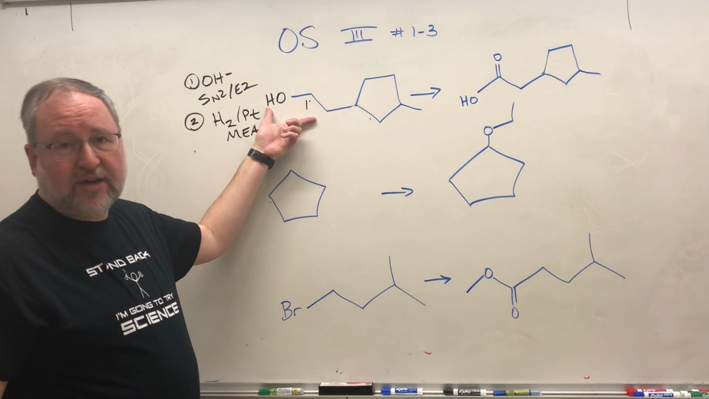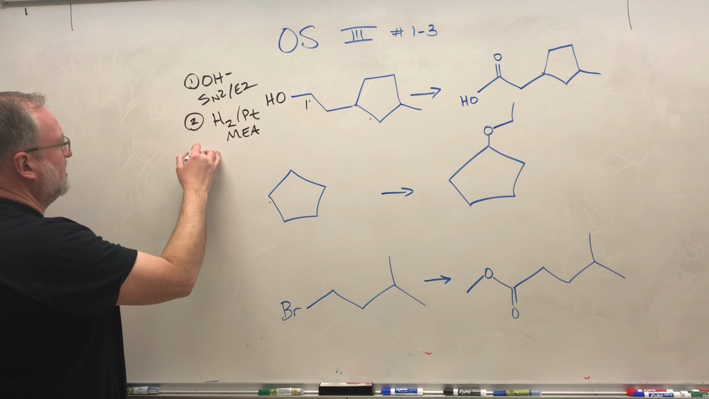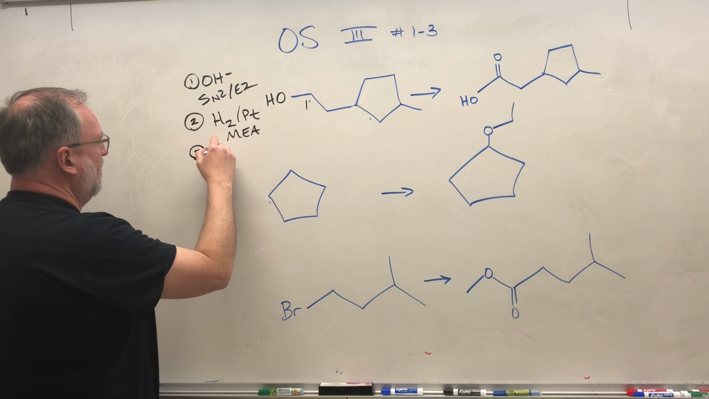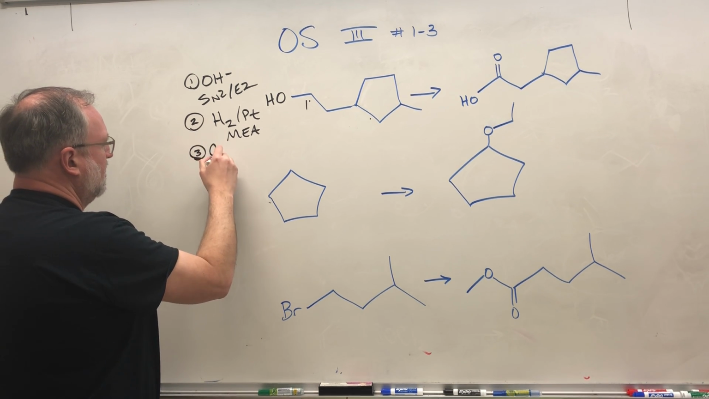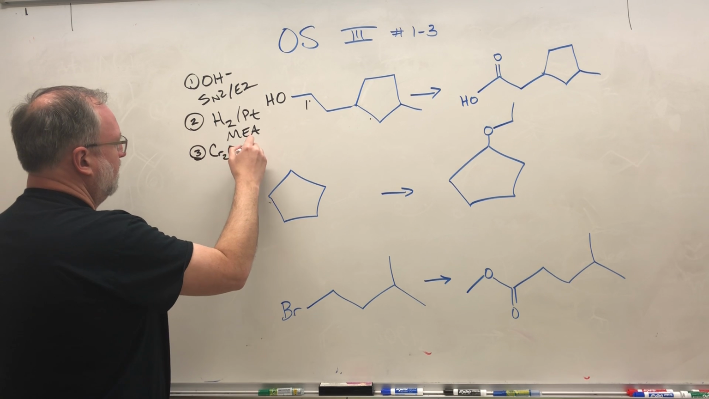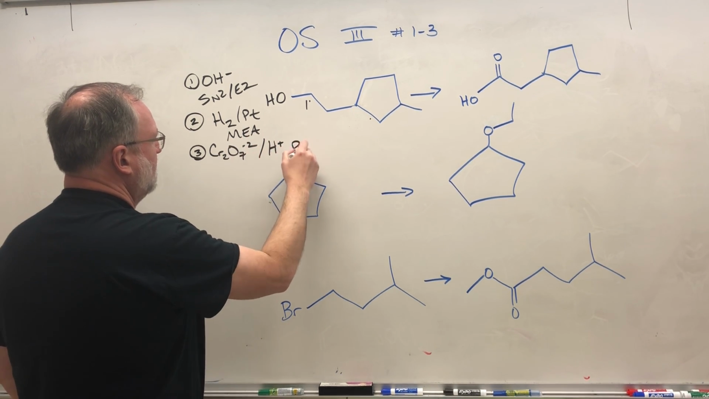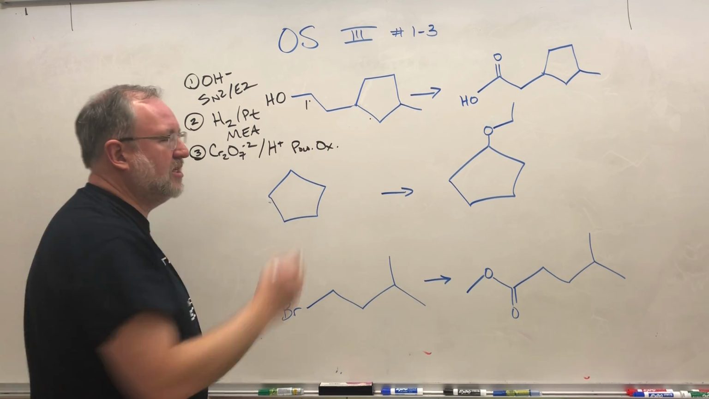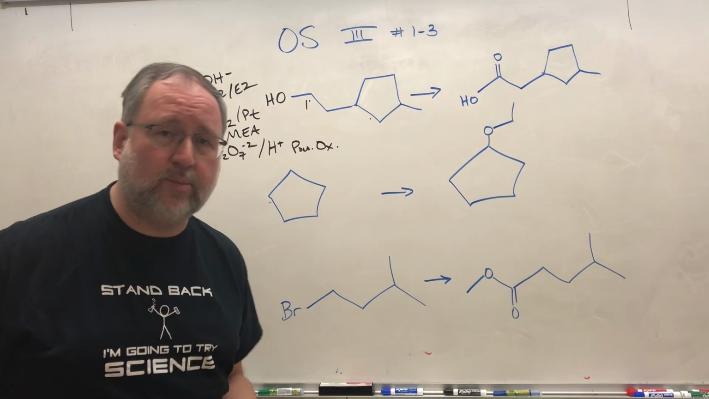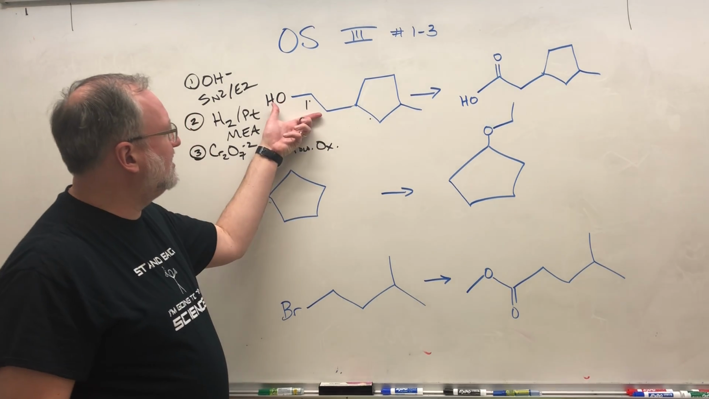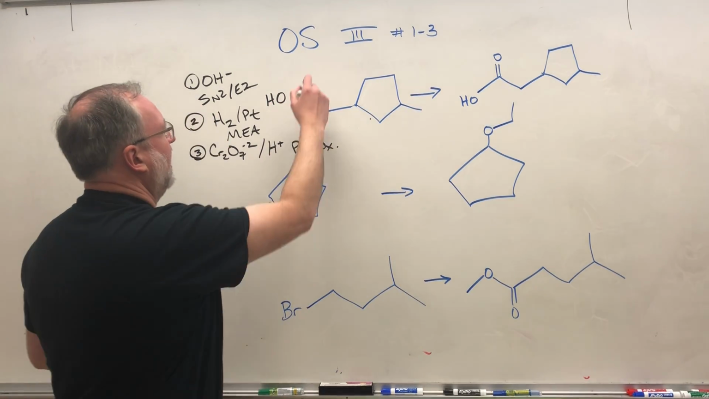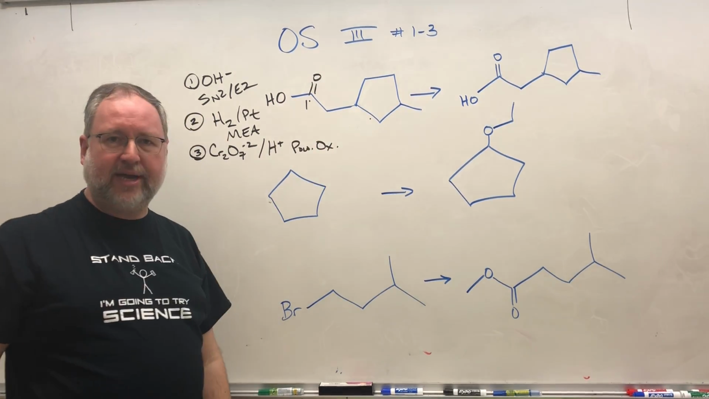Last but not least, we just have to oxidize this puppy. Gentle's not going to do in this case. We need powerful, which is that dichromate in the presence of H+. Did I say reduction? I meant oxidation. We got to do some oxidation. We need more O's, right? So oxidize this sucker to here, and bam, we're good.